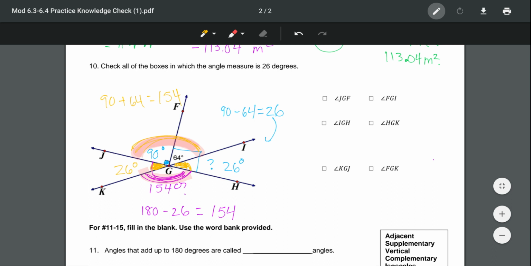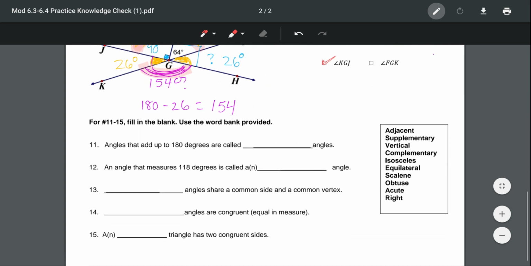Okay. Since you're asked to figure out which angles measure 26 degrees, the angles that measure 26 degrees would be IGH and JGK, which is the same thing as KGJ. Those are the only two that measure 26 degrees.